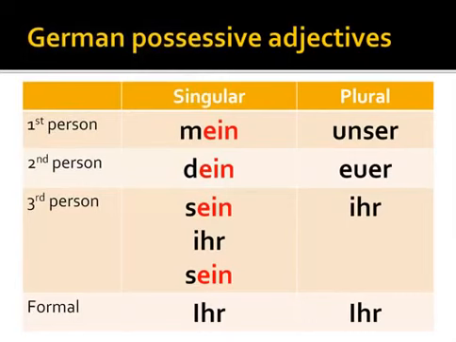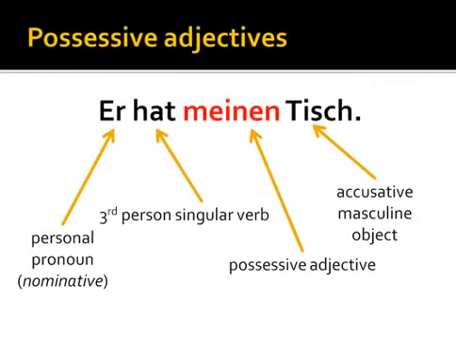So let's take a look at some of these in a sentence and how we would use them. Er hat meinen Tisch. Now we have the subject of the sentence, which is going to be the nominative. This subject is doing something. He's having something. That's the third person singular verb, hat. Since there is an action in the sentence, and the subject is performing something, another object in the sentence is going to have to receive that action, and that will be meinen Tisch. Therefore, meinen Tisch will be in the accusative case.